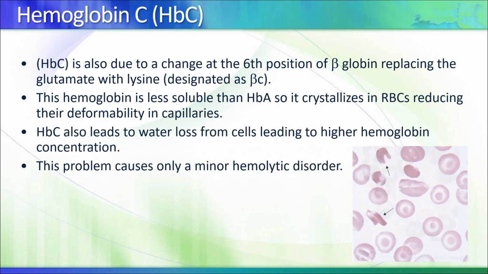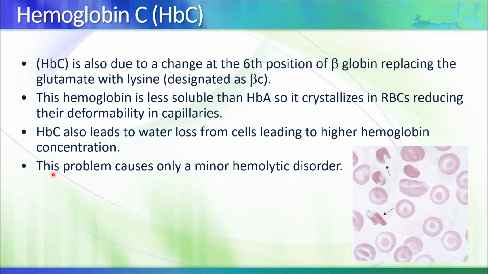So another qualitative hemoglobinopathy is known as HbC, where basically you have a single point mutation that changes the glutamate at the 6th position, which is exactly the same as sickle cell anemia or HbS, except that it does not change to valine, it changes to lysine, and this beta globin is known as beta C. Now, this hemoglobin is less soluble than HbA, so what happens is that it crystallizes in red blood cells, reducing the ability of red blood cells to change shape as they squeeze in capillaries. For some reason, HbC leads to water loss from cells, leading to higher hemoglobin concentration in these cells.